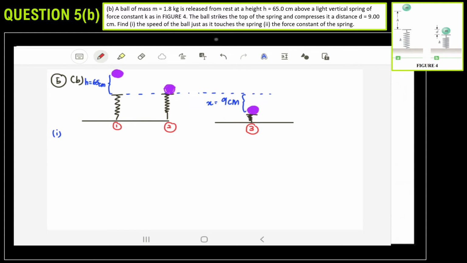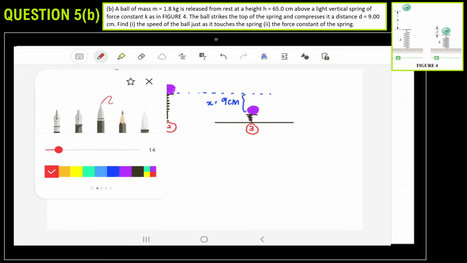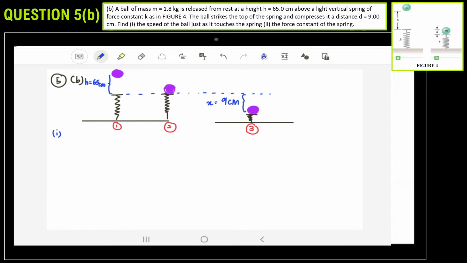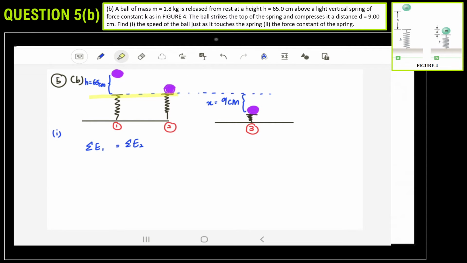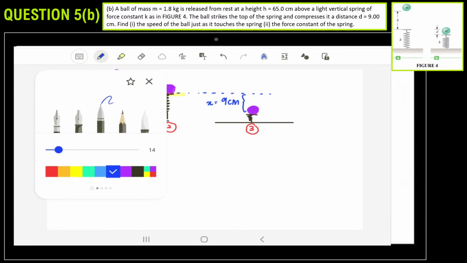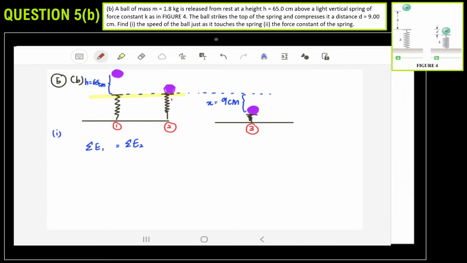Alright, so now in order to answer question number 1, I will consider condition number 1 and number 2. I'm going to use conservation of energy. So by using conservation of energy, total energy 1 is equal to total energy 2. I'm going to use highlighter and I will put this line as my reference line. So the yellow color is my reference level.